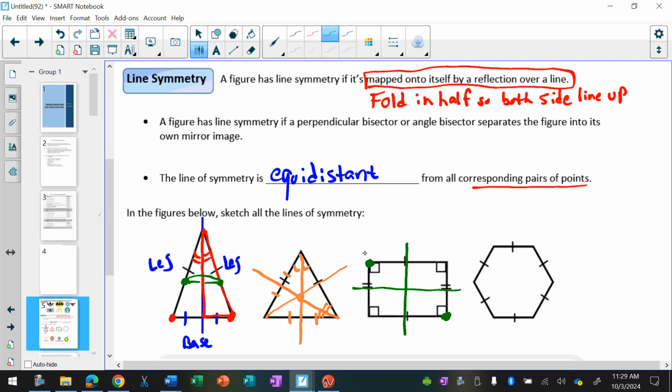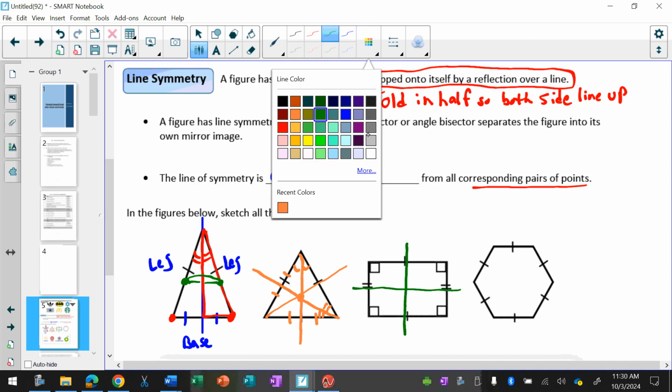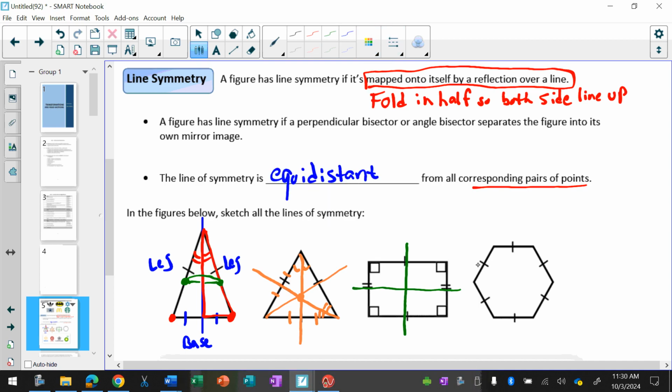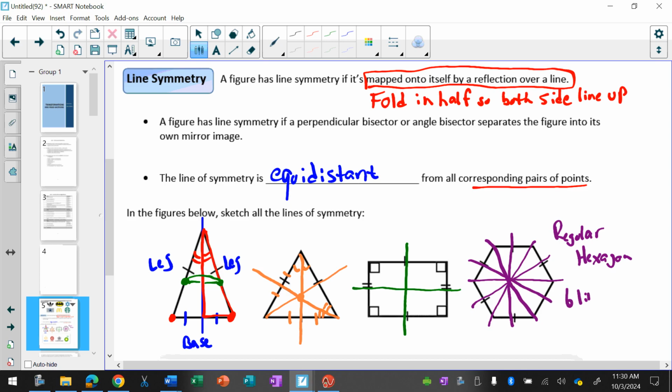It didn't work, right? So the rectangle only has two lines of symmetry, one that goes straight up and down and one that goes sideways. If we have a regular hexagon, remembering that the word regular means all sides are equal, hexagon means 6 sides, we can do a line of symmetry through each opposite pair of vertices and through the middle of each pair of opposite sides. So there are 6 lines of symmetry there.